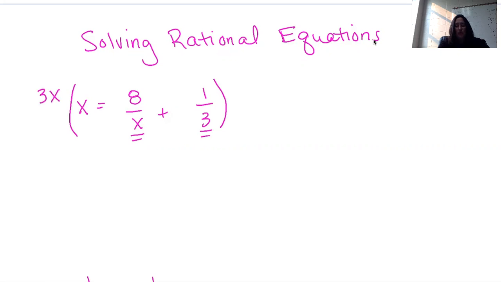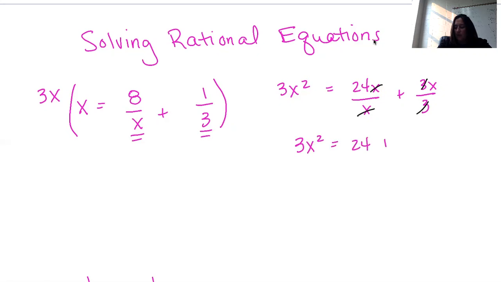What you are doing then is distributing it through each piece. So you're going to multiply 3x times x, which gives me 3x squared. 3x times 8 gives me 24x over x. And then 3x times my 1/3 gives me 3x over 3. Now, you may not need to write that step out, but I wanted to write it out so that you could see. You can see that our x's are going to cancel out, and our 3's are going to cancel out. So I'm left with 3x squared equals 24 plus x.